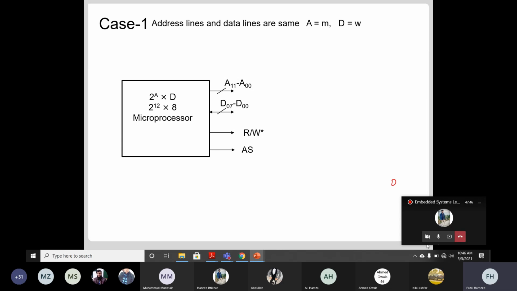And, okay, and what is the size of the data lines? From D7 to D0. Let's assume that the size of the data lines is 16 bits. तो फिर हम कैसे represent करेंगे? How would we represent this?